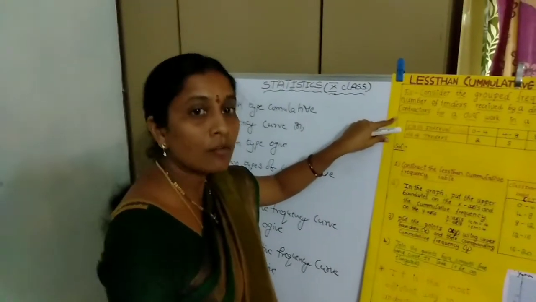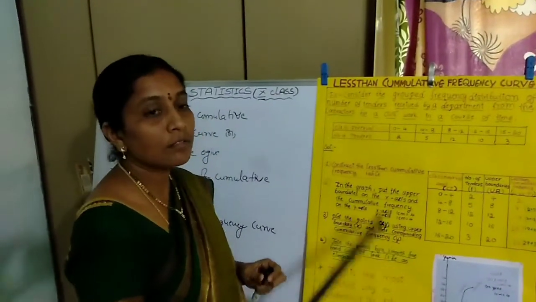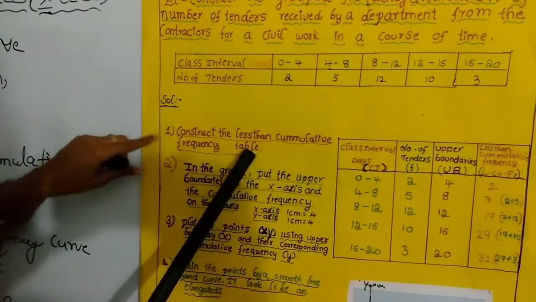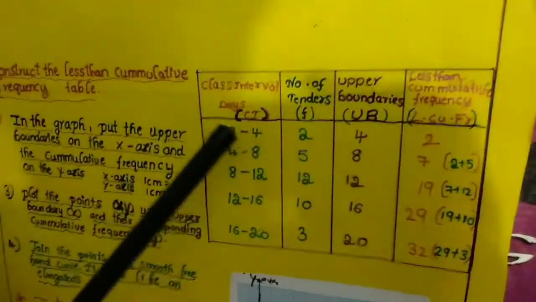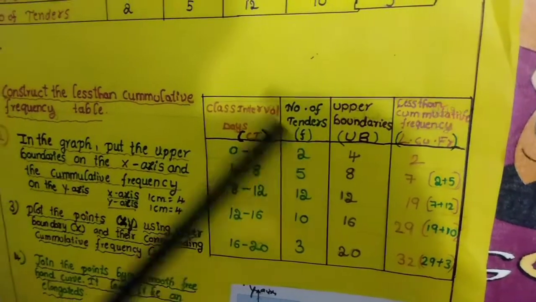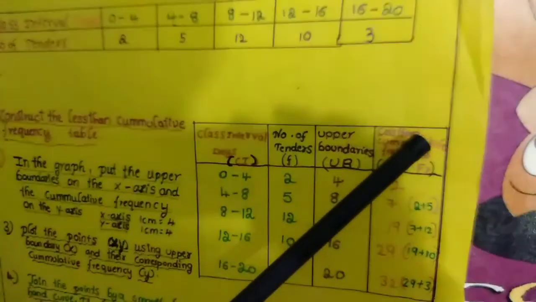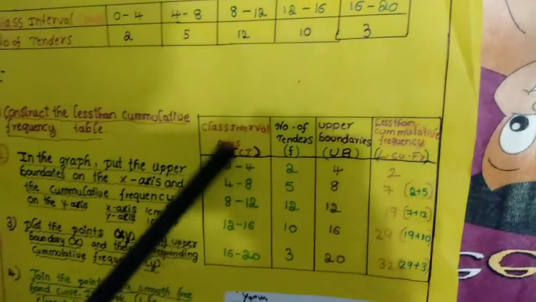We can construct a less than cumulative frequency curve for this data. But before constructing the graph, first we construct the less than cumulative frequency table. The table is like this. In this table, we have mainly 4 columns. The first is class intervals, the second is the number of tenders taken as the frequency, the third is upper boundaries, and the fourth is less than cumulative frequency.